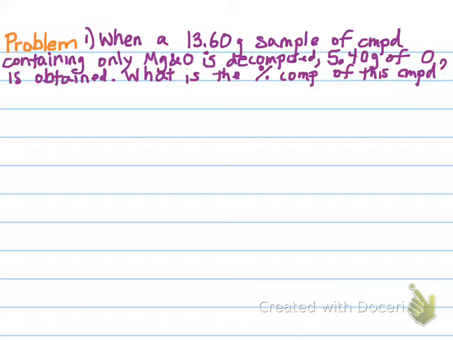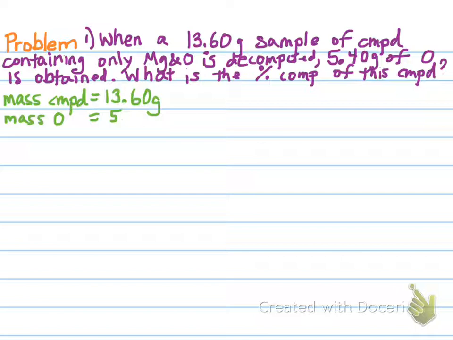So again, I still like to summarize the information that they've given us. Okay, so in this problem, they have given us that the mass of the compound is equal to 13.60 grams. And they've told me the mass of oxygen is equal to 5.40 grams.